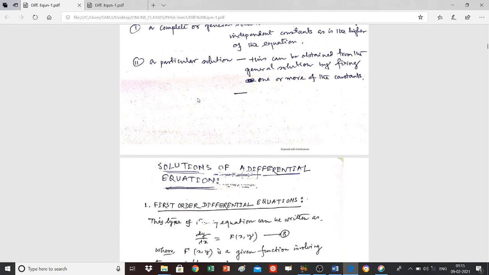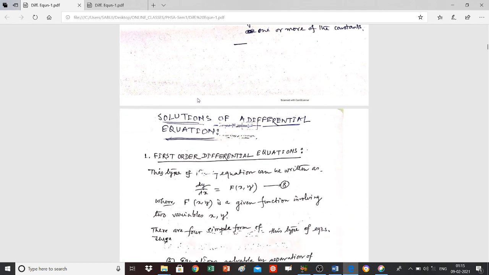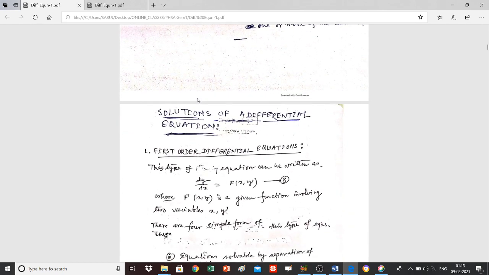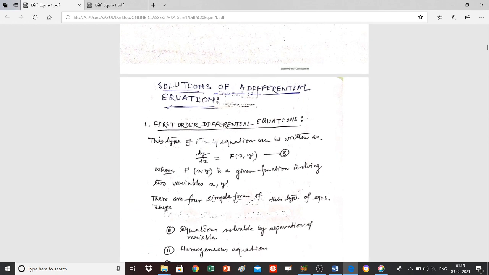Now come to the section, that is solution of differential equation. Since we have already discussed the first order differential equation, we will solve first order differential equations in this section. And you know that the general form of the first order differential equation can be written as dy by dx is equal to f(x,y).